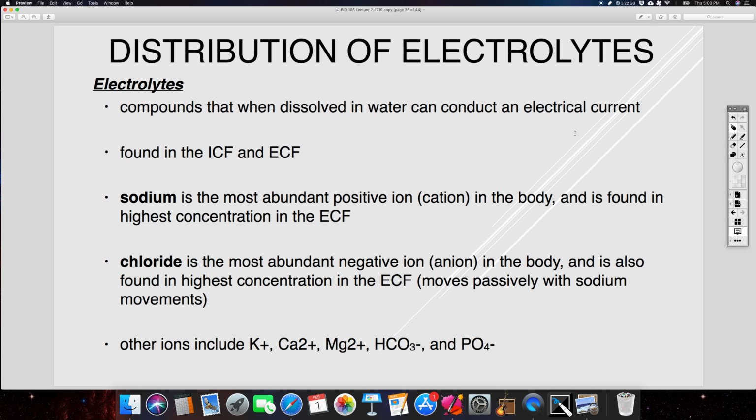Okay, so then we talked about electrolytes, basically things that conduct electricity when you dissolve them in water. Sodium is the most abundant cation in the body, and of course we find this in high concentration in the extracellular fluid outside of the cell. Chloride is also found in highest concentration outside of the cell, and it's the most abundant negative ion, or anion, because it just moves passively with sodium.